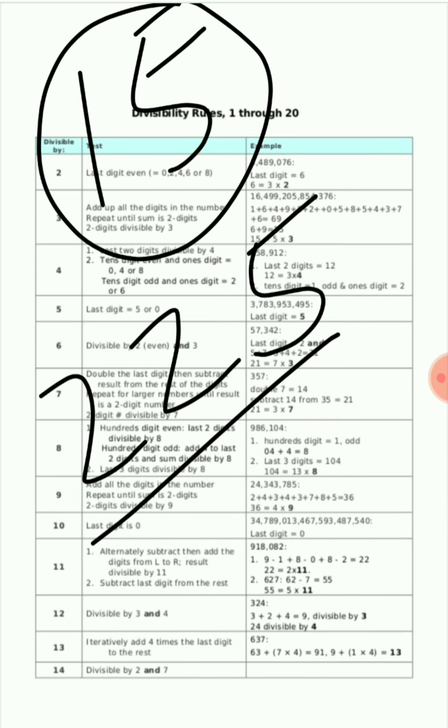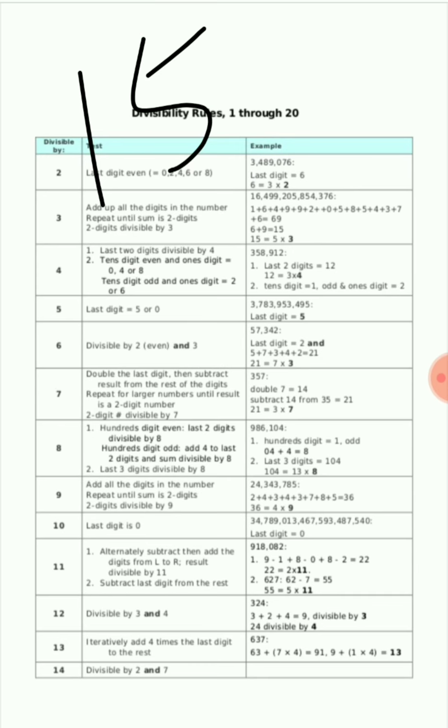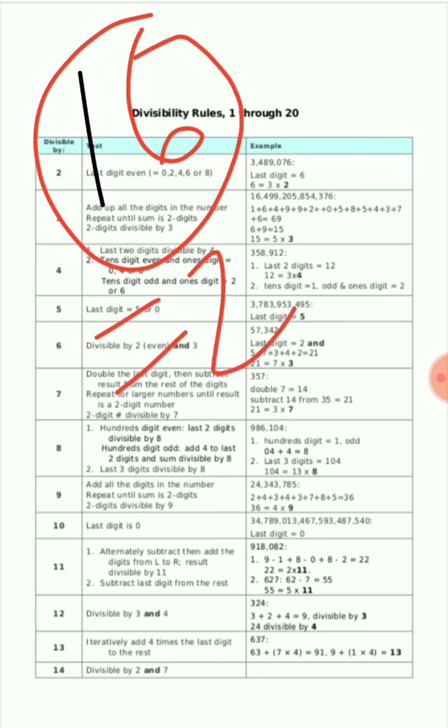Next we check the divisibility rule by 16. I have already told it. 16 is equal to 2 to the power 4. So we check the last 4 digits of the given number. If the last 4 digits of the given number are divisible by 16, then the number will be divisible by 16. Let's take an example.